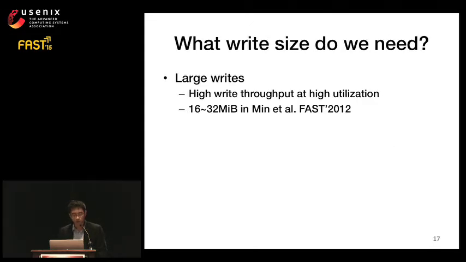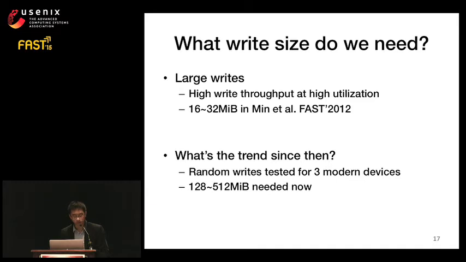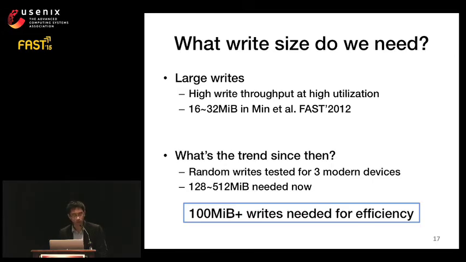So we know large writes are needed to achieve high write throughput at high utilization of the Flash device, but how large do we need to go? In the FAST 2012 paper, the authors tested 3 devices and found 16 to 32 megabytes writes are needed. What's the trend since then? We tested random write experiments for 3 newer devices, and we find 128 to 512 megabytes writes are needed for these newer devices. So you need larger than 100 megabytes in order to use the Flash efficiently. Compared to this large write size, the photos are typically tens of kilobytes.